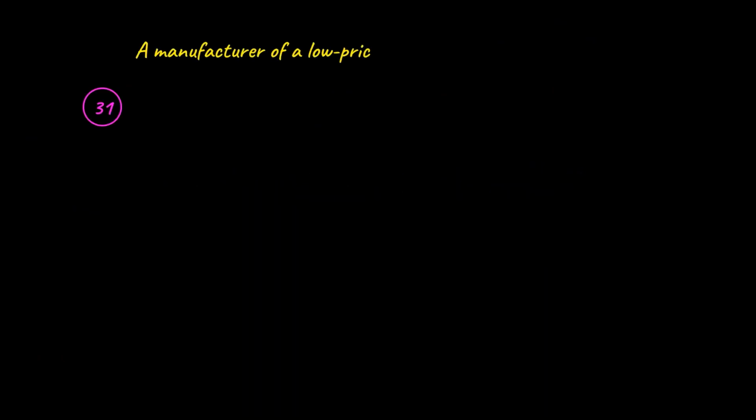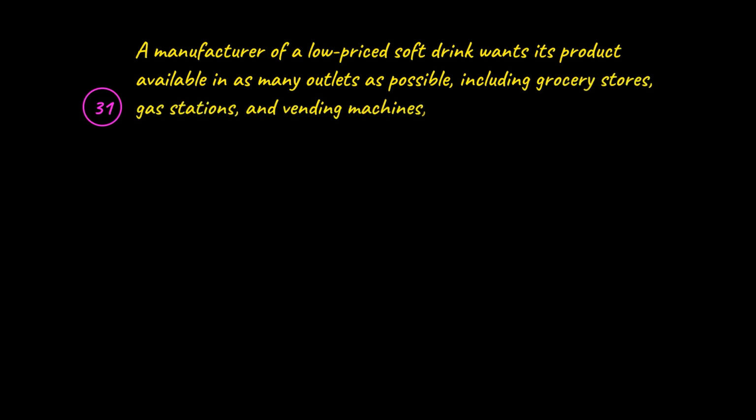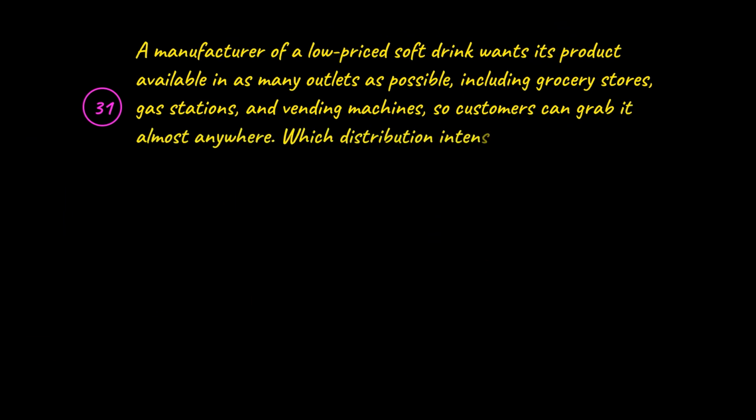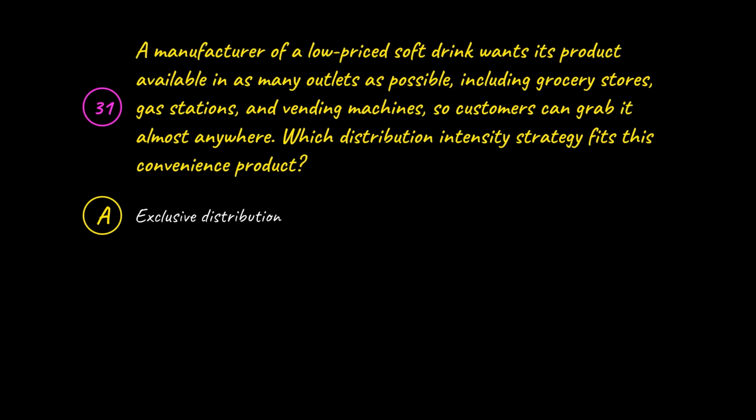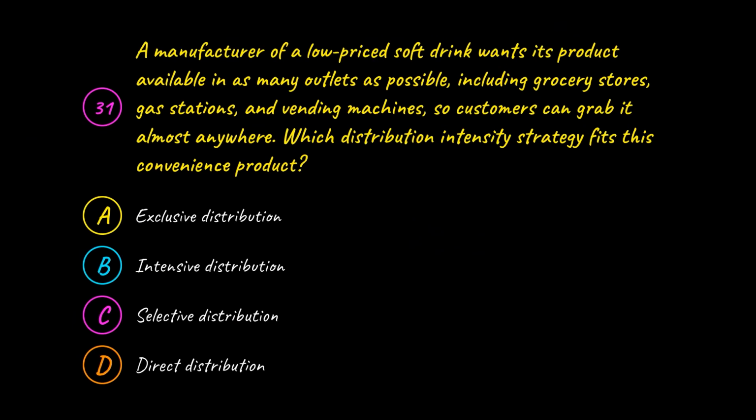Question 31. A manufacturer of a low-price soft drink wants its product available in as many outlets as possible, including grocery stores, gas stations, and vending machines, so customers can grab it almost anywhere. Which distribution intensity strategy fits this convenience product? Your options are A. Exclusive distribution, B. Intensive distribution, C. Selective distribution, D. Direct distribution. Don't overthink it. Which one feels right?